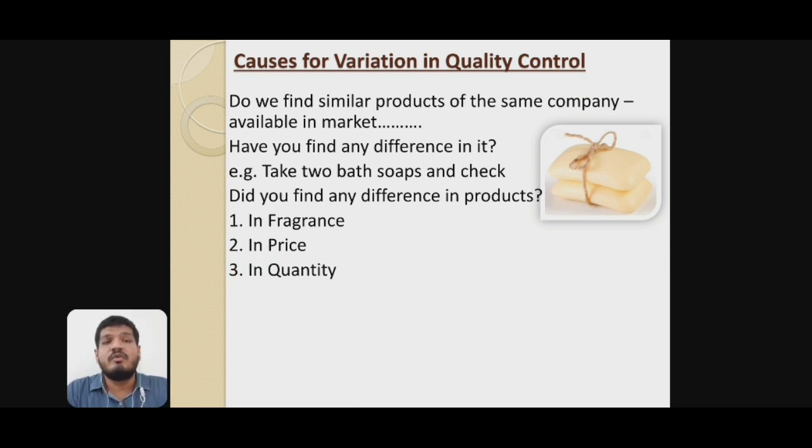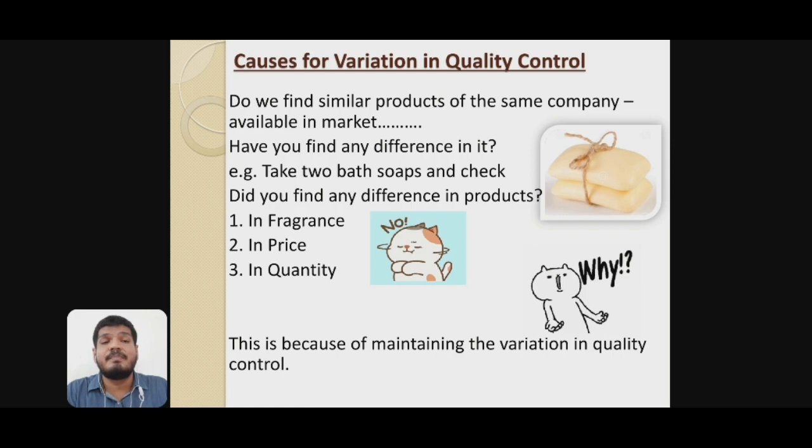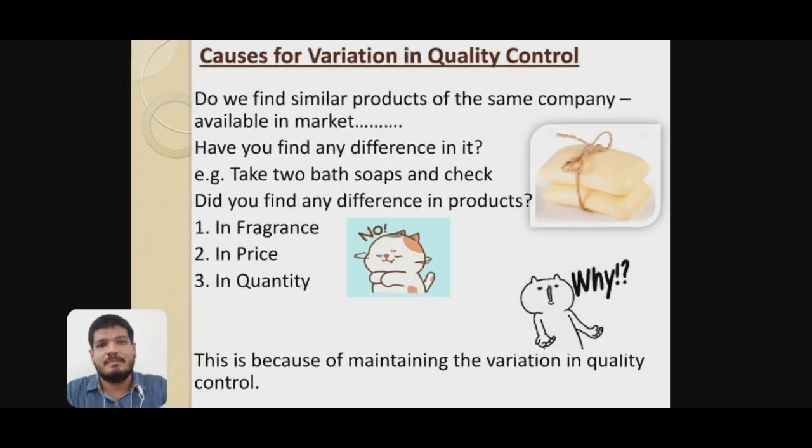Right. Proceeding further, now what are the causes for variations in quality control? So do we find similar products of the same company available in the market? Yes, we do find. Say for example, take 2 bath soaps and check whether their fragrance is different or their price is different or their quantity is different. No, we don't find any change in either fragrance or price or quantity. Why does this happen? Because the main reason is that the company is maintaining the variations in quality control. That's why this is happening.